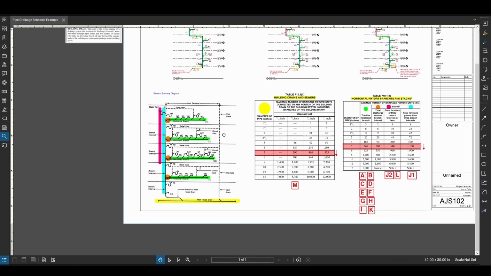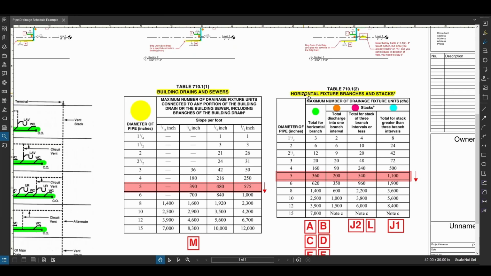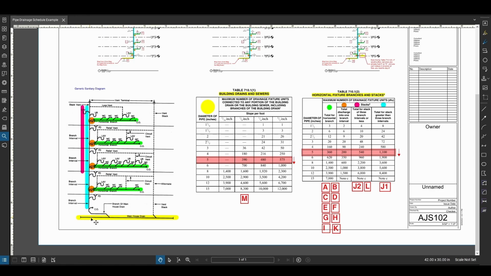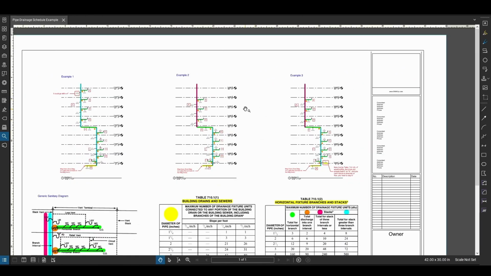And then what we have here to the right are the two main tables from the International Building Code, in this particular case, the Florida Building Code, that are to be used to size the sanitary lines. The one on the right is for the horizontal fixture branches and stacks, so for these and these. And then the one on the left is for your building drains and sewer, which are these here. And then what you have on the top are three different examples that are going to be very helpful.